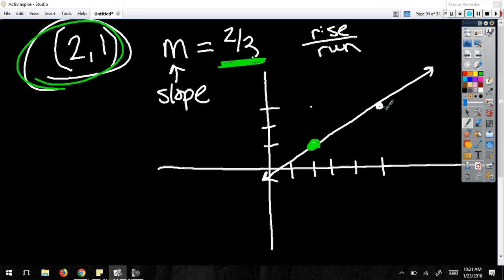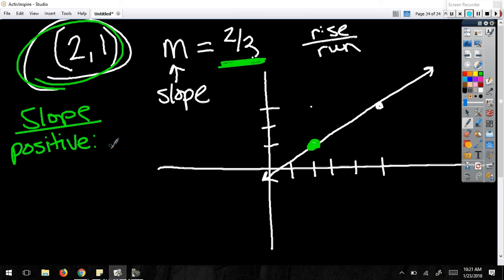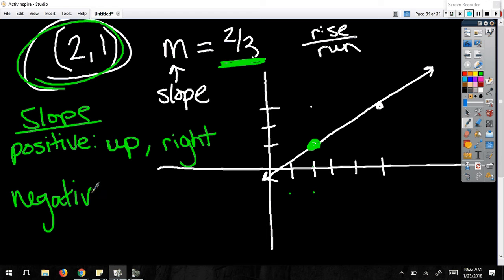Okay, so I'm going to make you a little note here. For positive slope, we're always going to go up and then right. But what if it's negative? What happens if you go down? What if I went down and left? Look at that slope. It's still a positive slope. Down and right. You always want to move right. So I'm going to go down and right.